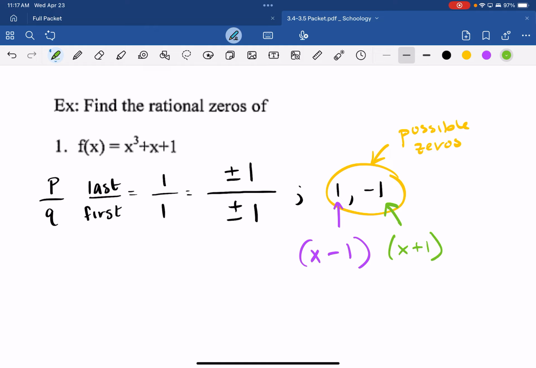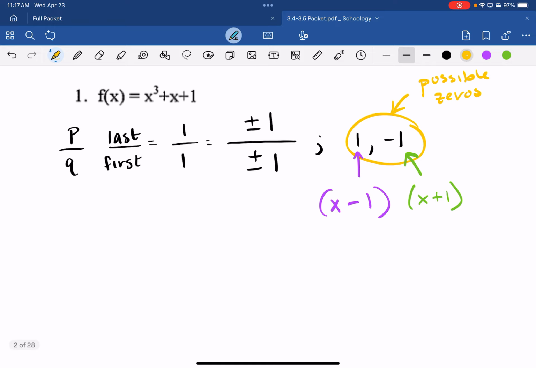So that's really what we just found. We started with the zeros, we found the possible ones. If these are the zeros, these would be their matching binomials. Now think back to what we just took our test on yesterday. How do I prove that something is a factor? What would I have to get as a remainder? 0. So we're going to test each of these, 1 and negative 1, to see if it truly is a 0.